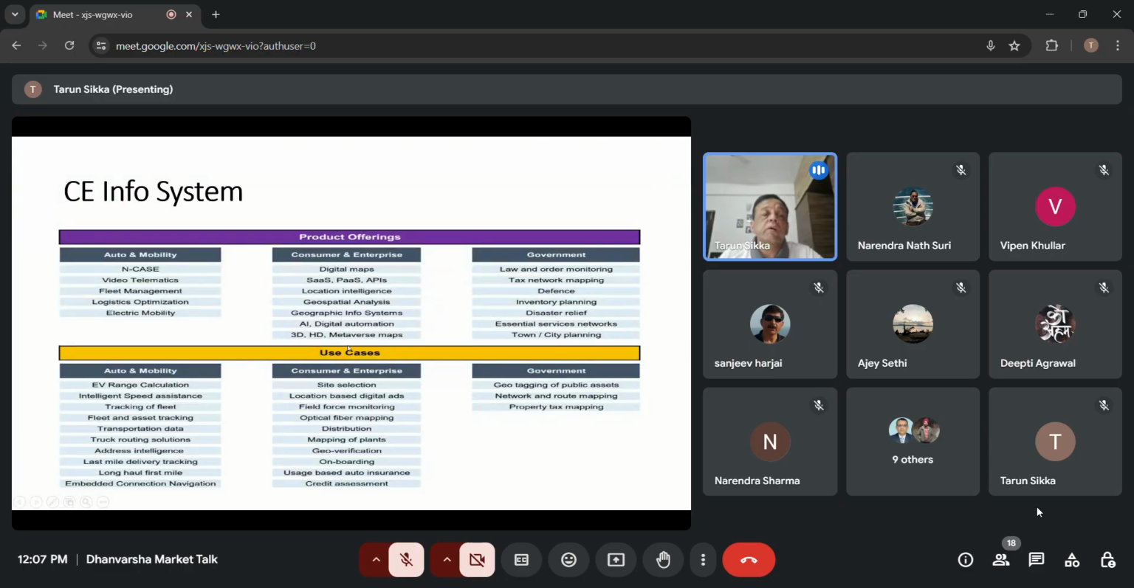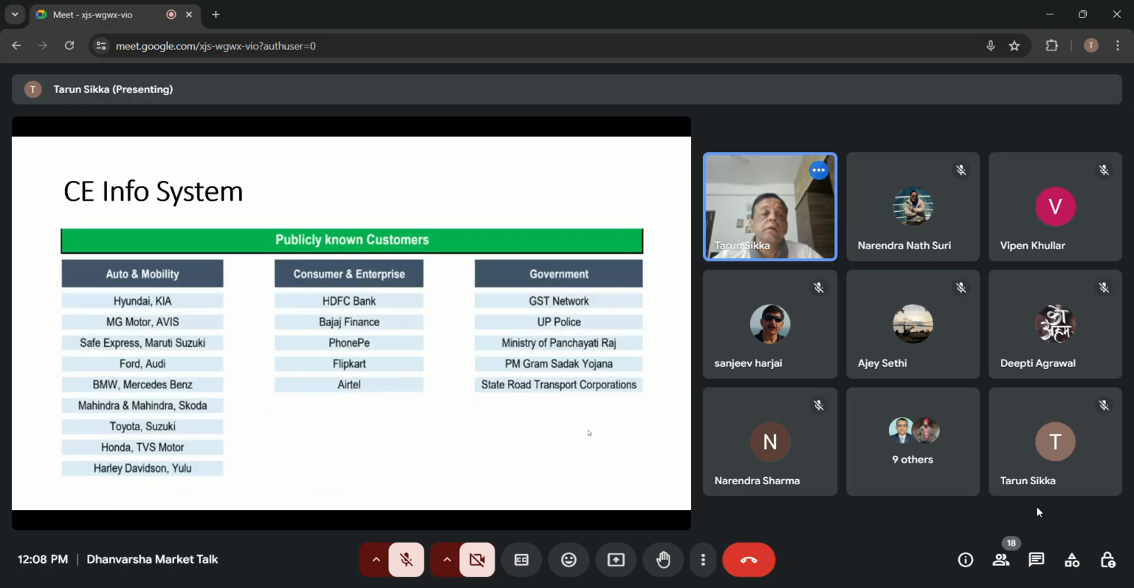Now, this is their product offerings. If you see here, NKS, video telematics, fleet management, logistics optimization, electric mobility, digital maps, SaaS, PaaS, APIs, location intelligence, geospatial analysis, geographic information system, AI, digital automation, 3D, HD, metaverse, maps, government, law and order, tax network, defense, inventory planning, disaster relief, essential services network, town city planning. Use cases for auto and mobility are there, number of them. Then for consumer enterprise, again, number of them. And for government, like geotagging of public assets, network and route mapping, property tax mapping, etc. So big requirement for this kind of software.